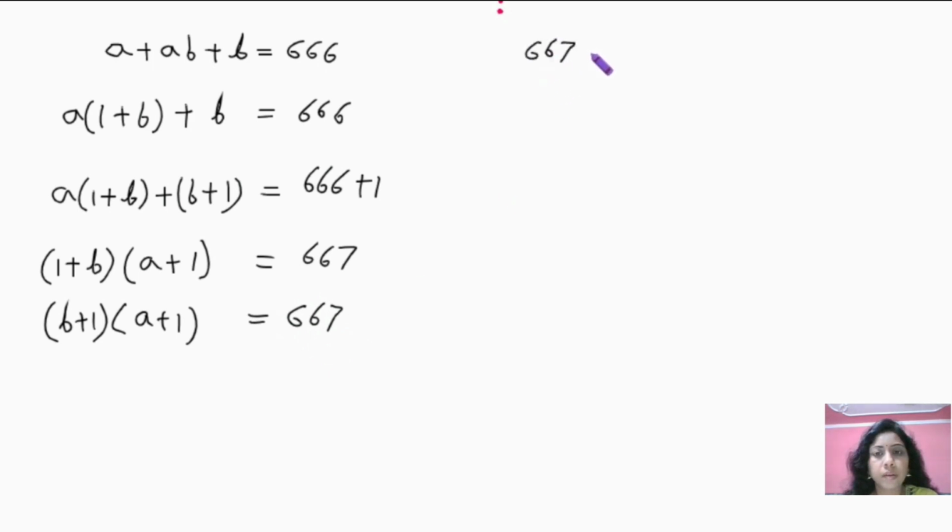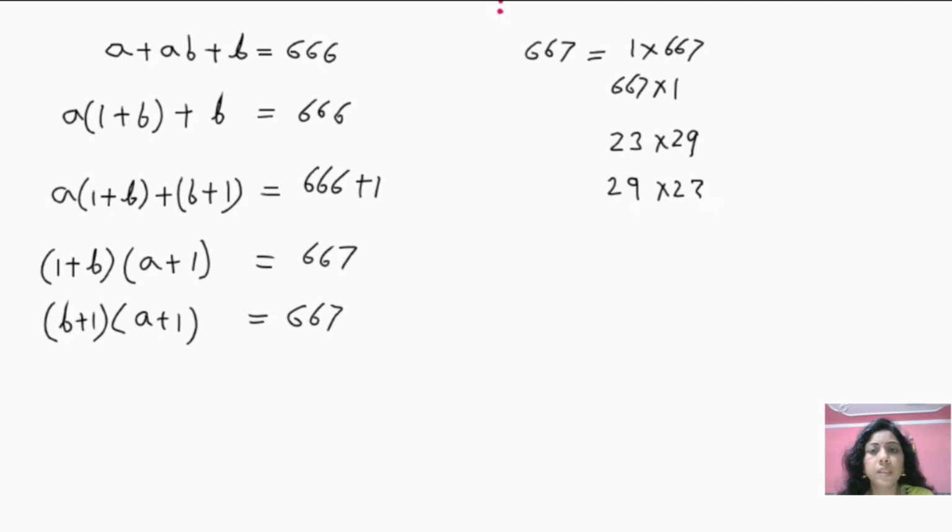So we can factor 667 here: maybe 1 times 667, or 667 times 1, or 23 times 29, or 29 times 23. These are the possibilities, the factor pairs of 667.